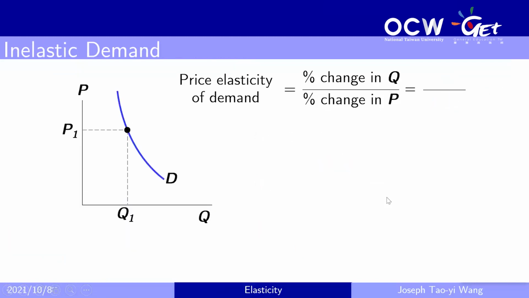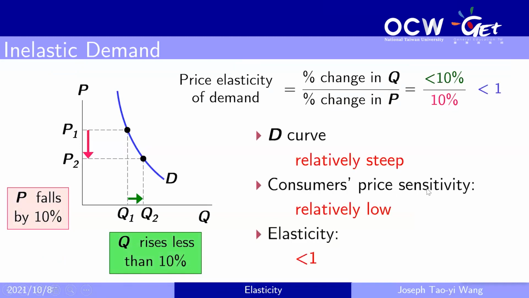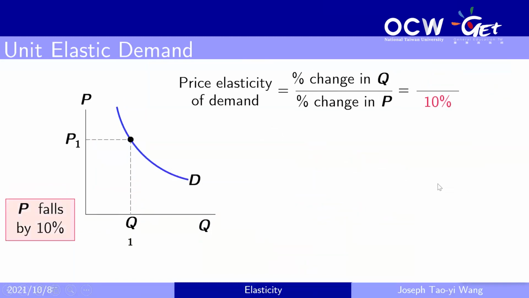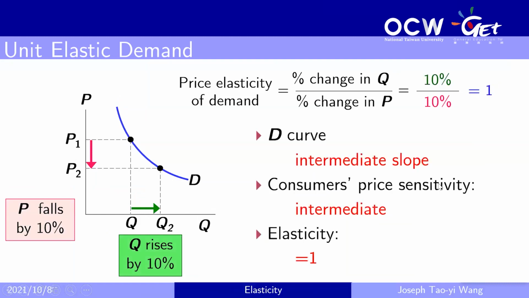Of course, most people are not that extreme. You have a downward sloping demand curve. This one is what we call inelastic demand. So if the price drops by 10%, quantity increases by less than 10%. So you have a price elasticity of demand smaller than 1. So you're not that sensitive to prices. And if the price drops by 10% and quantity increases exactly by 10%, then you have a price elasticity of 1. That's unit elastic demand. And so you're sort of in the middle.